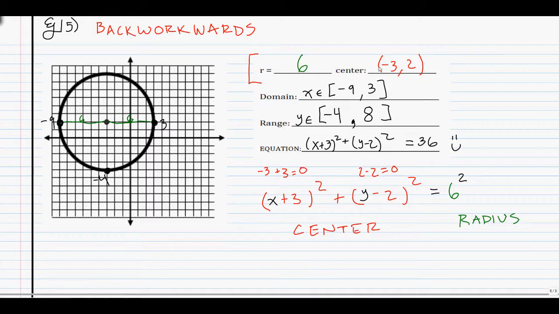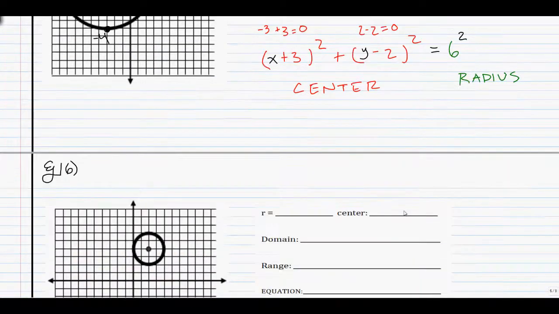Notice again, you can kind of check yourself. Negative 3 minus the radius is negative 9. Negative 3 plus the radius is 3. Good. 2 minus the radius is negative 4. 2 plus the radius is 8. We're all good to go. We have our final answer. So very nice. We were able to find the equation of a circle.